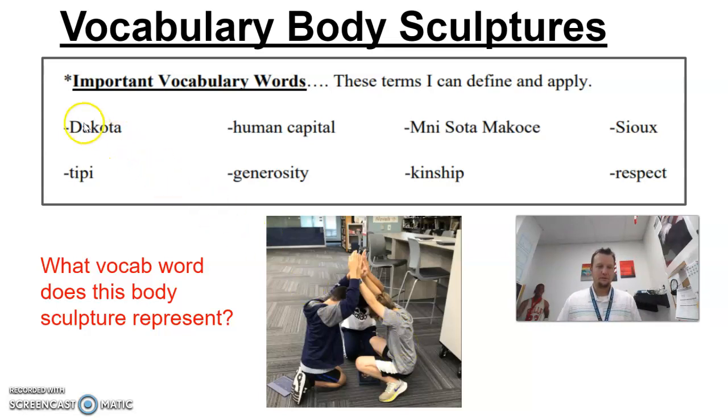So which one is it? So you go through the list. Is it Dakota? Is it human capital? Minnesota Makoce? Sioux? Is it TP? Is it generosity? Is it kinship? Or is it respect? All right, here's the answer. If you said TP, you are correct. Now turn and talk to your group. What are these group members doing to show that this represents TP? And that's basically the body sculpture.